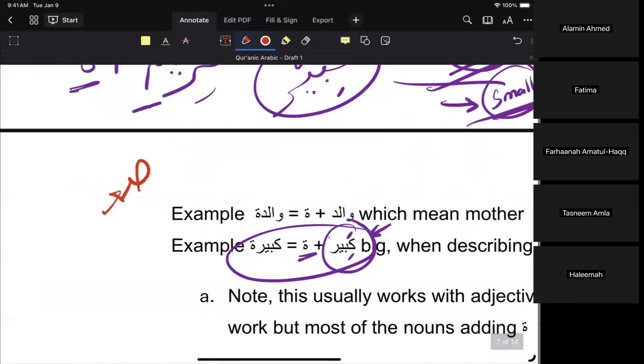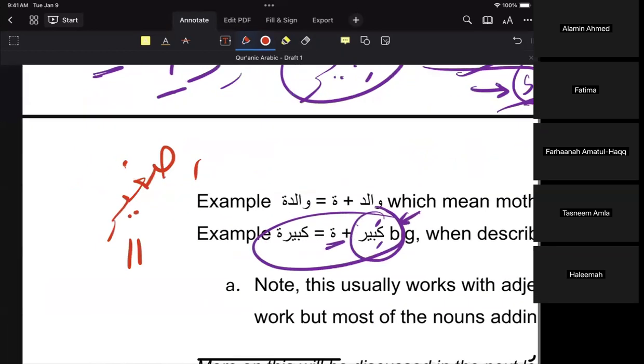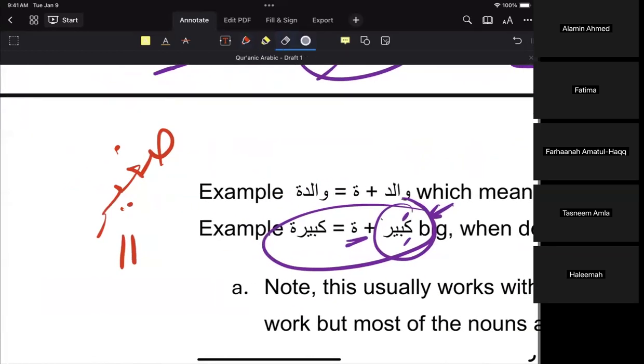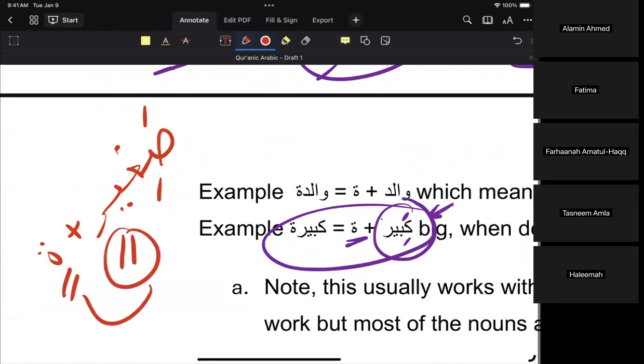Let's just say, for some grammatical reason, you had saghirin. Now we need to add ta marbuta here. What do we do? We put this haraka here. So ta marbuta now is going to have what? Double kasra, the tanween of kasra, kasratain. And what do we put on the ra? A fatha. Saghiratin. You understand? Simple enough?